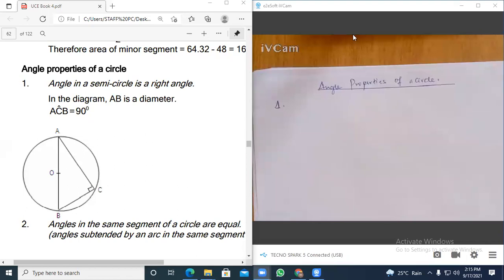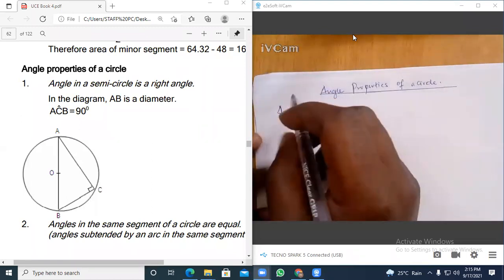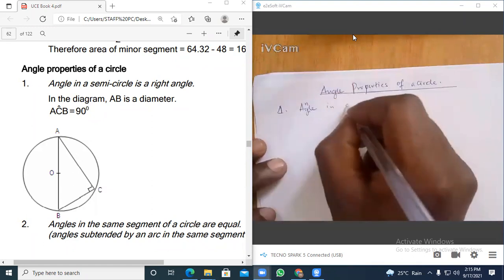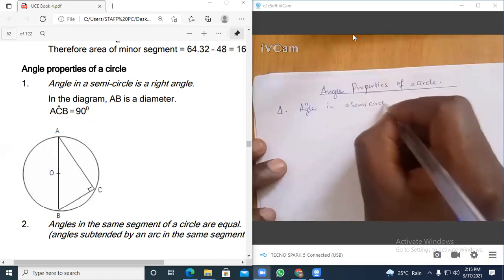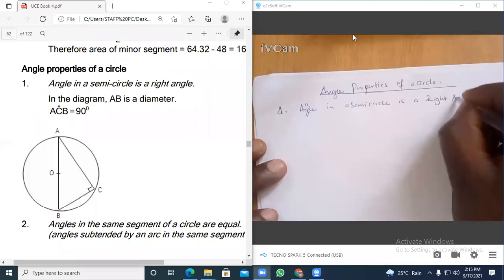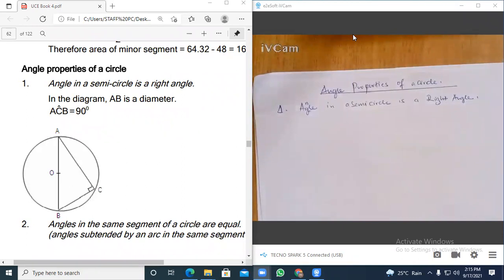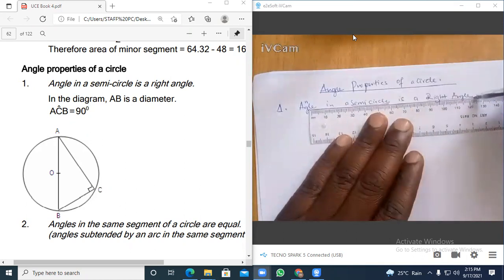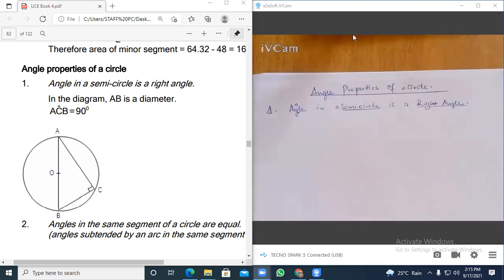Okay. All right. So they are saying that number one, the angle in a semicircle is a right angle. The angle in a semicircle is a right angle. The two things you must note. And here they have just drawn for you the diagram. I may not draw it for you, but we shall look at the example.